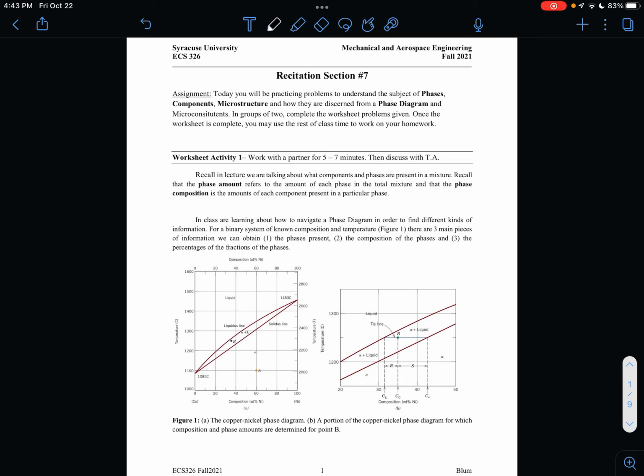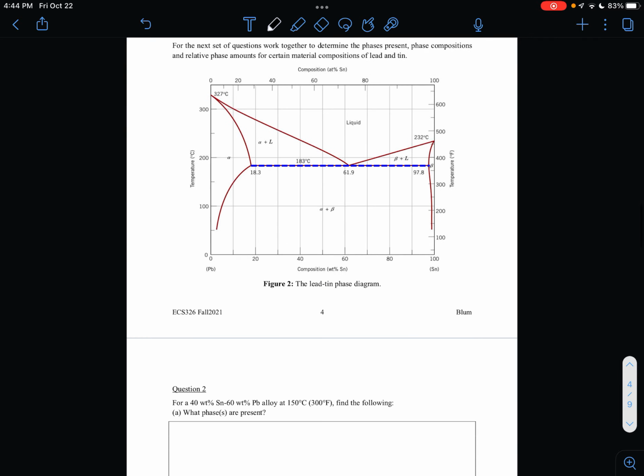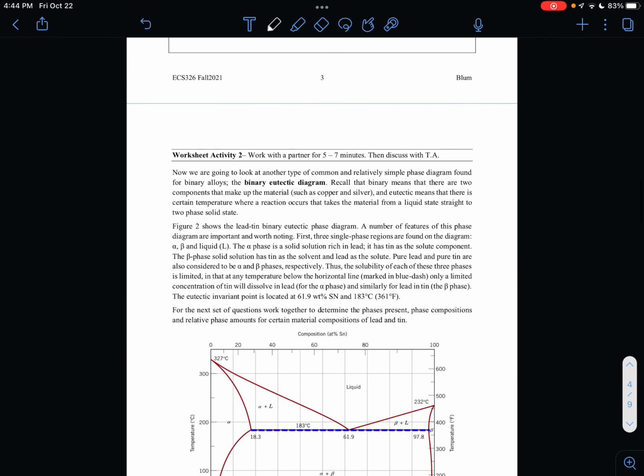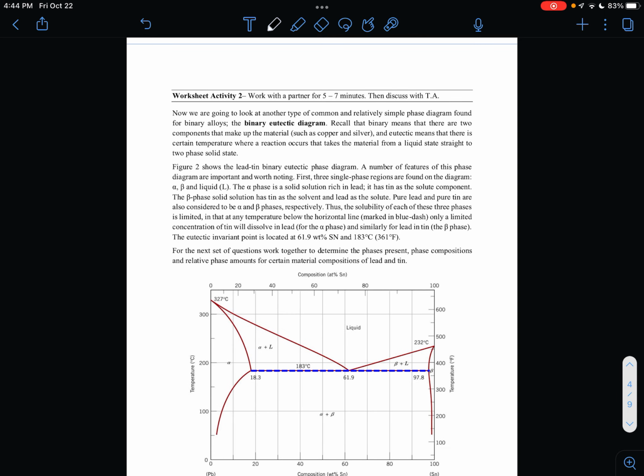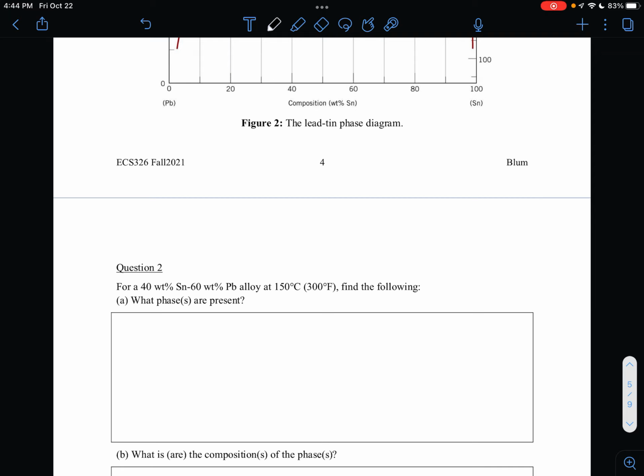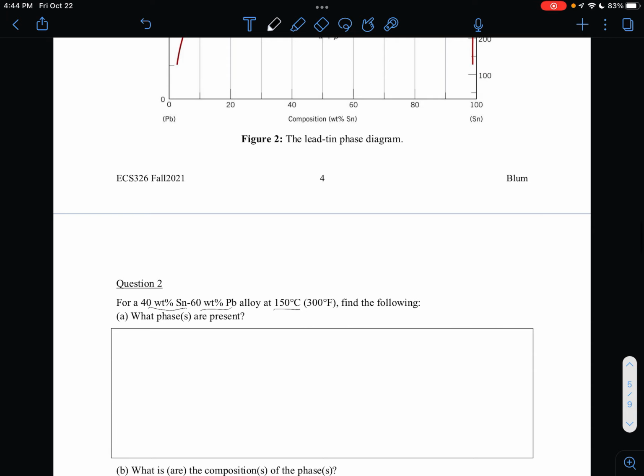Alrighty, well today we're taking a look at recitation 7 for materials. I'm just going to do the second part where we start getting into the binary eutectic diagram because it's a little bit more complicated. Right, so we have a 40% tin, 60% lead alloy at 150 degrees. At what phases are present?